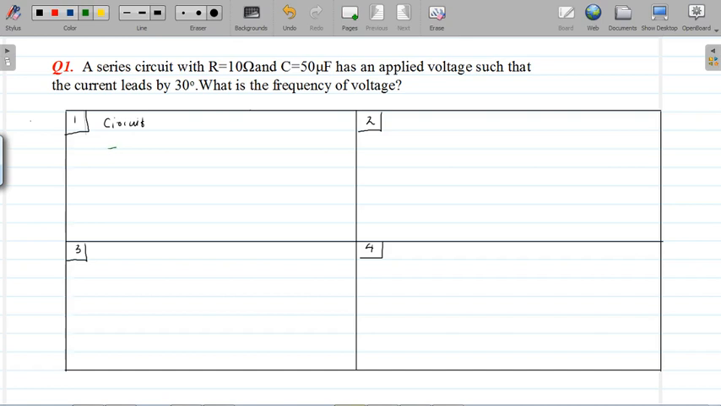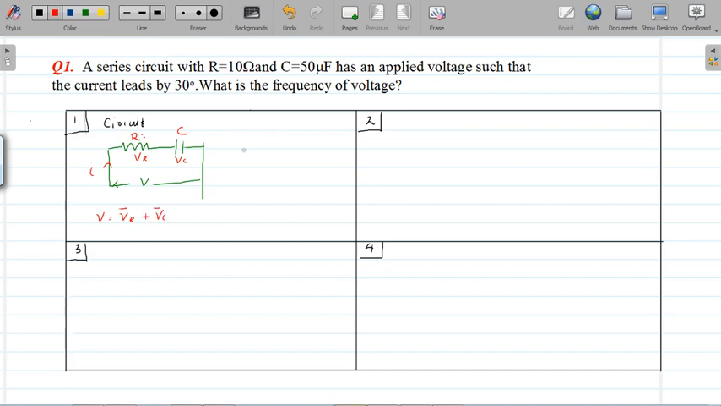So the circuit has a resistance as well as a capacitance, and I'm giving an applied voltage V to the circuit. Then this current I is going through the circuit. R is its resistance, which is equal to 10 ohm. C is the capacitance. VR is the voltage across the resistance, and VC is the voltage across the capacitance. So V is equal to the vector sum of VR plus VC.